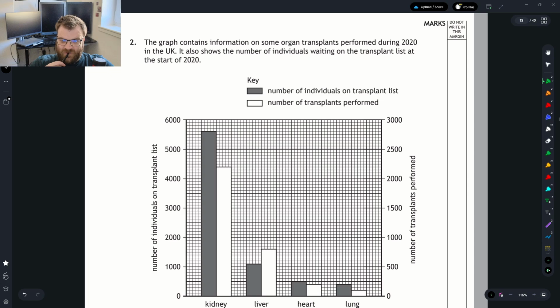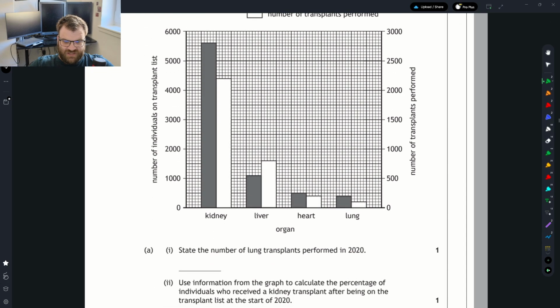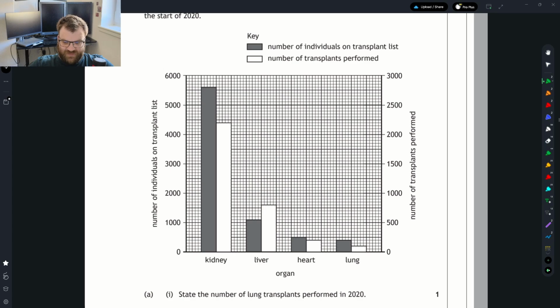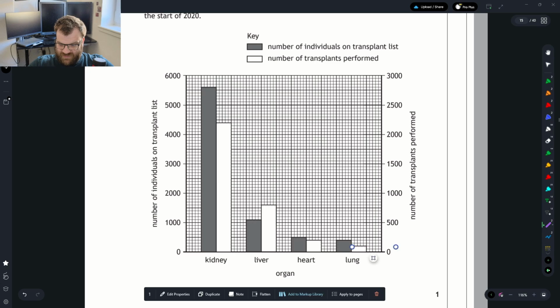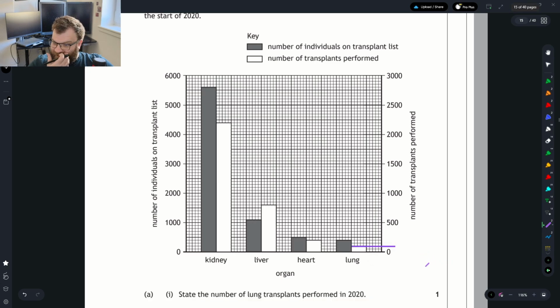This one we're asked about organ transplants, transplant lists. State the number of lung transplants performed in 2020. The number of transplants performed is over on the right hand side. 2020 lungs. So white number performed. So we want to run that one across to there. So it's two little boxes up.